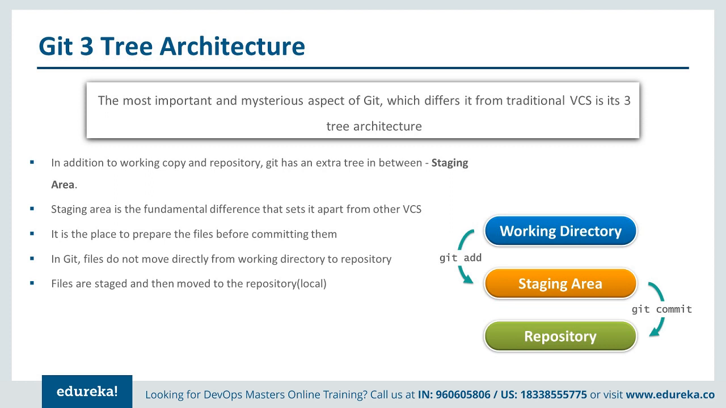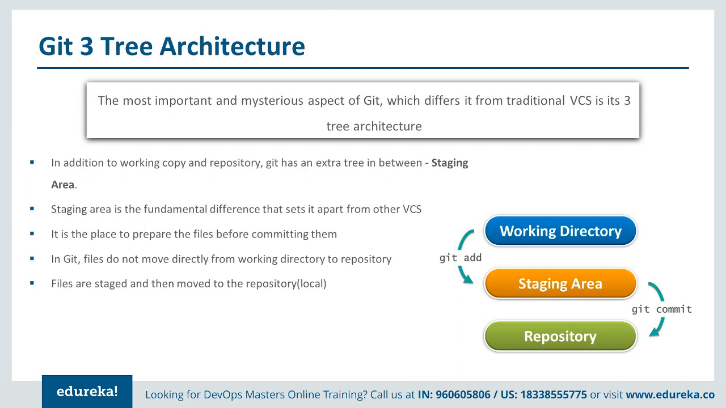Why three? Well, because Git also has a working copy and the repository, but it adds an extra tree in between, which is called staging. And this is one of the benefits of the three-tree architecture. This is one of the fundamental differences that sets Git apart from other VCS. This staging tree, which is usually termed the staging area, is a place where you prepare all the things that you're going to commit. In Git, you don't move things directly from your working copy to the repository as we saw in the two-tree architecture. Rather, we have to stage them first, which is one of the main benefits of Git.